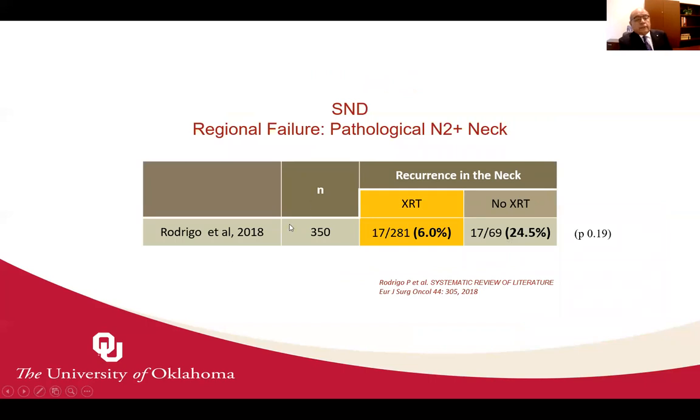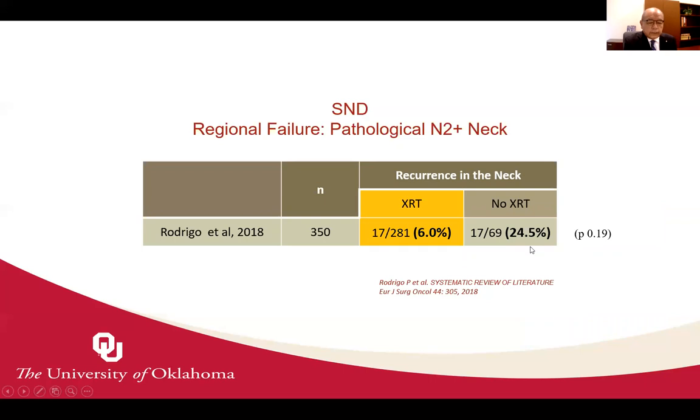What about the efficacy of it? We look at pathologically N2 plus in this systematic review of the literature. Patients treated with radiation therapy postoperatively are 4 times less likely to recur in the neck than patients not treated with radiation therapy. Once again, this difference in this number of patients was not statistically significant, but it gives you the idea that there is a trend here.